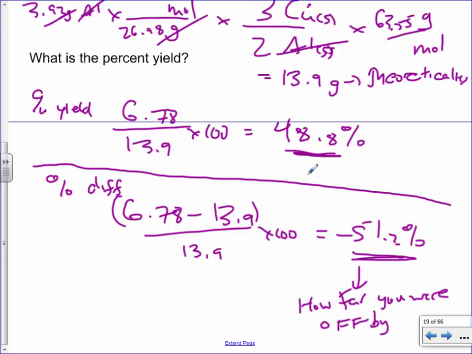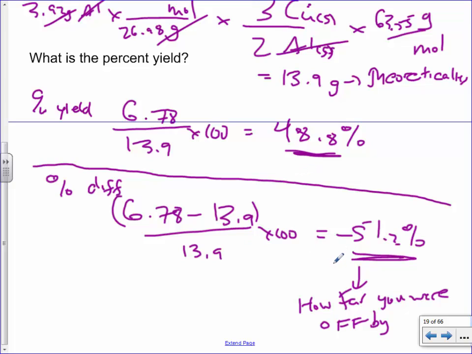Let's say you get 80% on a test. Your percent yield would be 80%. What was your percent difference? Well, if you got 80%, it means you were low by 20%. So really what percent yield does is tell you your percent. Percent difference, though, tells you how off you were. Does that make sense? So these numbers are related.